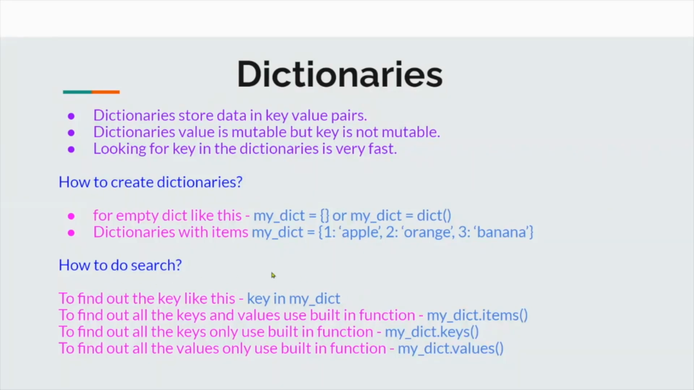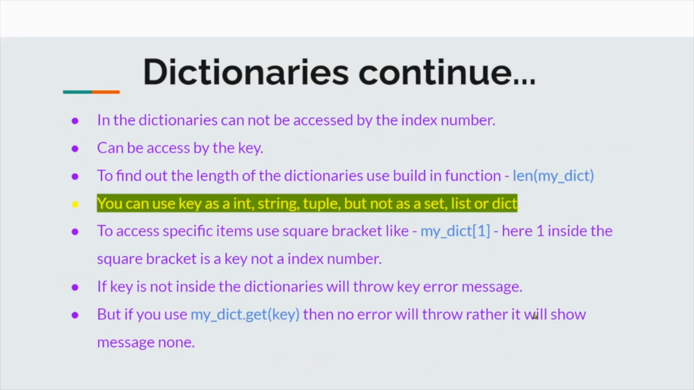If you want to find out all the keys and values inside the dictionary, you can use the built-in function mydict.items, and that will give you all the keys and values. For just the keys only, use the built-in function mydict.keys. Here mydict is the name of the dictionary, you can name it anything. And if you want only the values, let's say only apple, orange, and banana, then you use mydict.values, that will give you only the values.